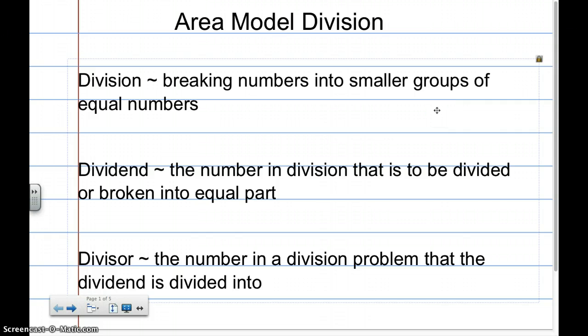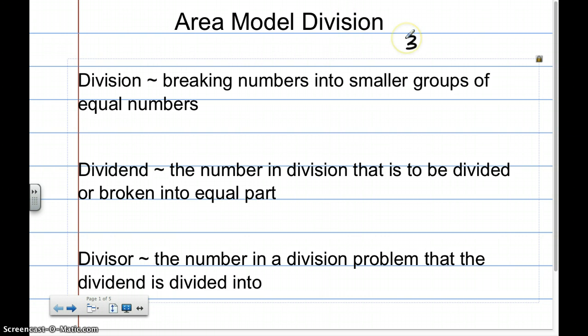So division. Division is the breaking of numbers into smaller groups of equal numbers. So breaking something into equal groups that are smaller, because division means you're getting smaller. Dividend. This is the number in a division that is to be divided or broken into equal parts. Divisor. This is the number in a division problem that the dividend is divided into.